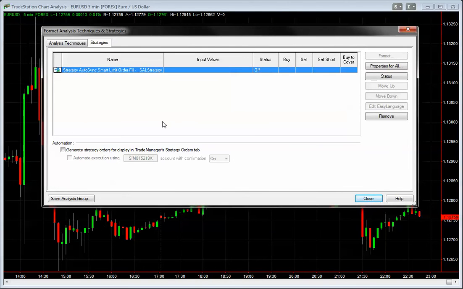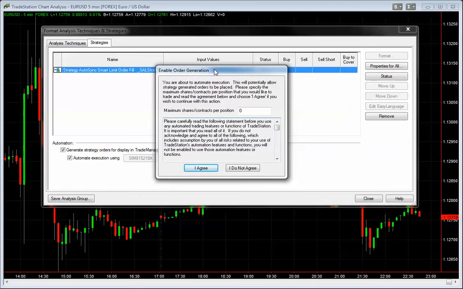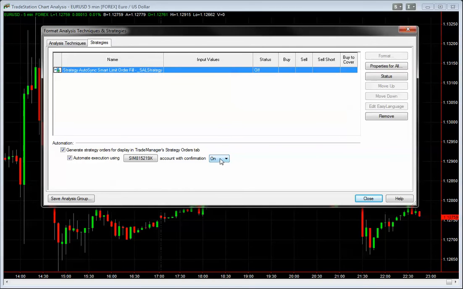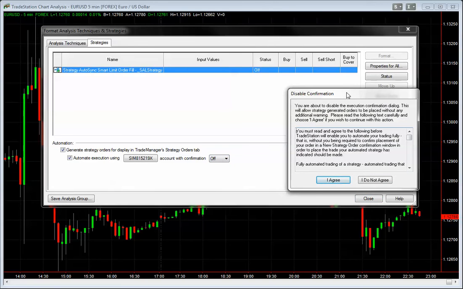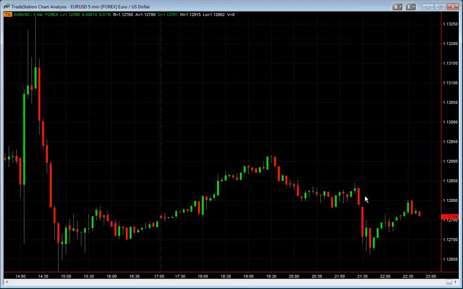Now we need to fully automate this strategy, so click on Strategy Orders for Display in Trade Manager's Strategy Orders tab. Click on Automate Execution, and you'll see a pop-up window appear. You need to fill out the maximum shares or contracts per position you're going to be trading. I'm assuming that we'll be trading, say, a futures contract here and no more than 5 contracts. And then click on I agree. And then lastly, click on the account confirmation. We want to turn that off. And again, you see another window pop up. Click on I agree. Then click on close.